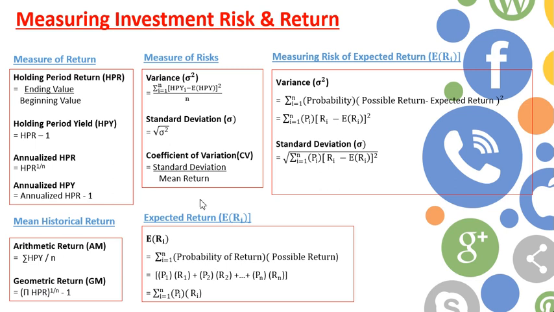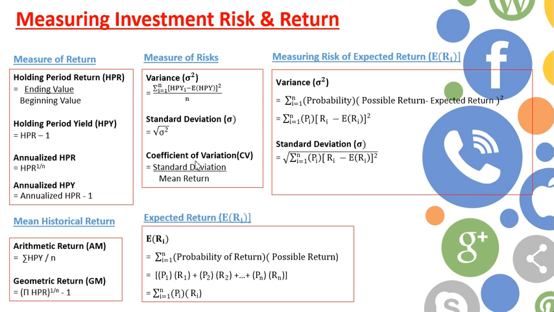The product of holding period return is the multiplication of the holding period return for each of the periods. Next, we move to the measures of risk. There are 3 measures of risk: variance, standard deviation, and coefficient of variation. Variance and standard deviation measure how dispersed the holding period yield is from the mean holding period yield. Variance is determined by taking the summation of holding period yield minus expected holding period yield, or mean return or arithmetic mean, to the power of 2, divided by n. And standard deviation is the square root of variance.